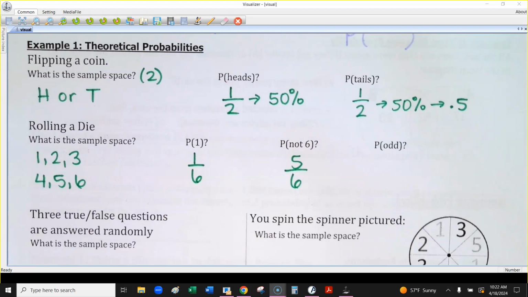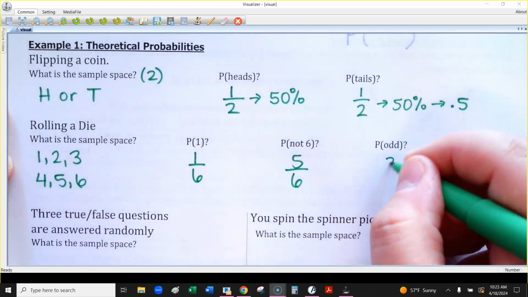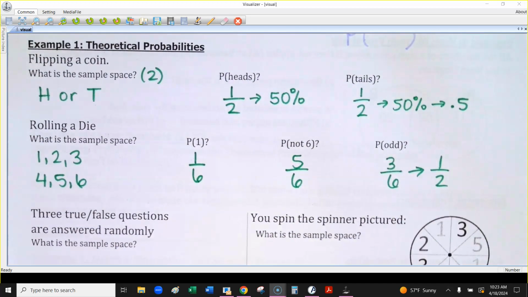1/2. It would be 1/2. So if you look at this, your odd numbers are 1, 3, 5. So I'm just going to write this real quick. It'd be 3 out of 6, which would reduce to 1/2. So sometimes you might be able to reduce these fractions. Does anybody have any questions so far?